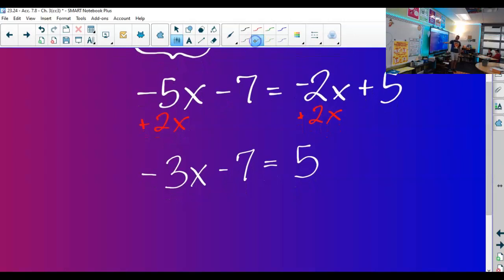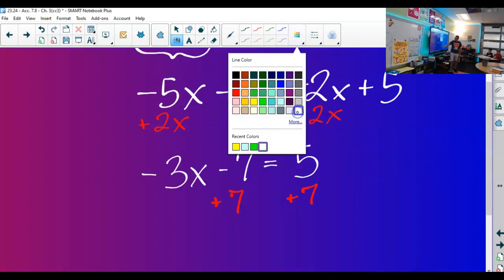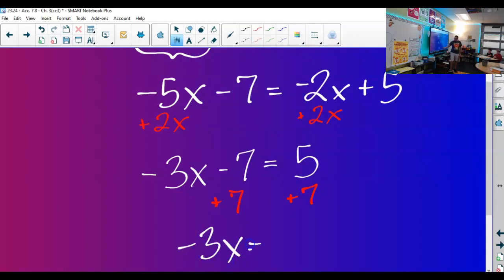Absolutely. This is now the x side. X has claimed this as their base. So get that 7 out of here. It's a negative 7, so we add. Negative 3x equals 12. Somebody else who worked on B?